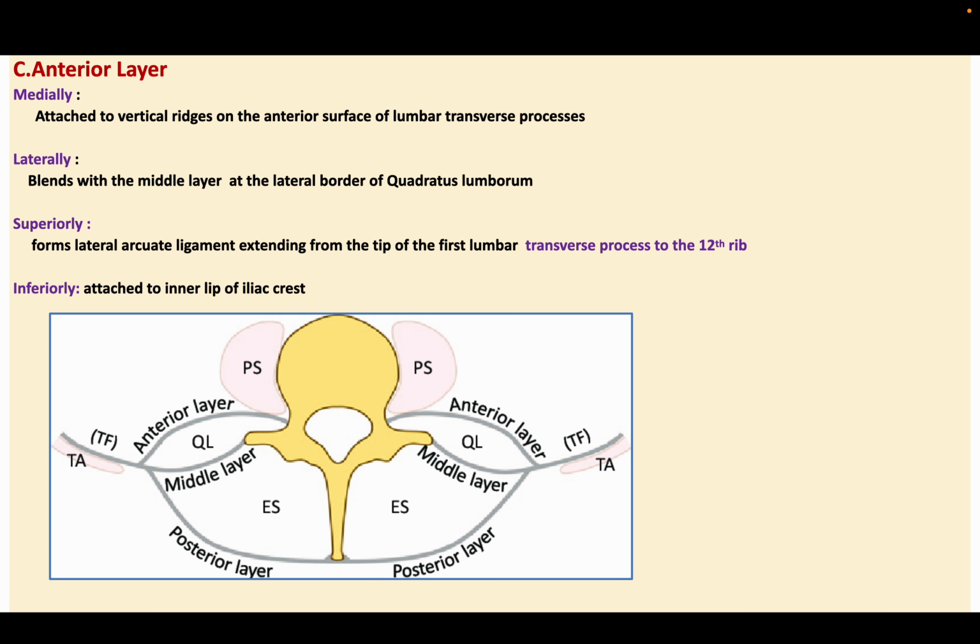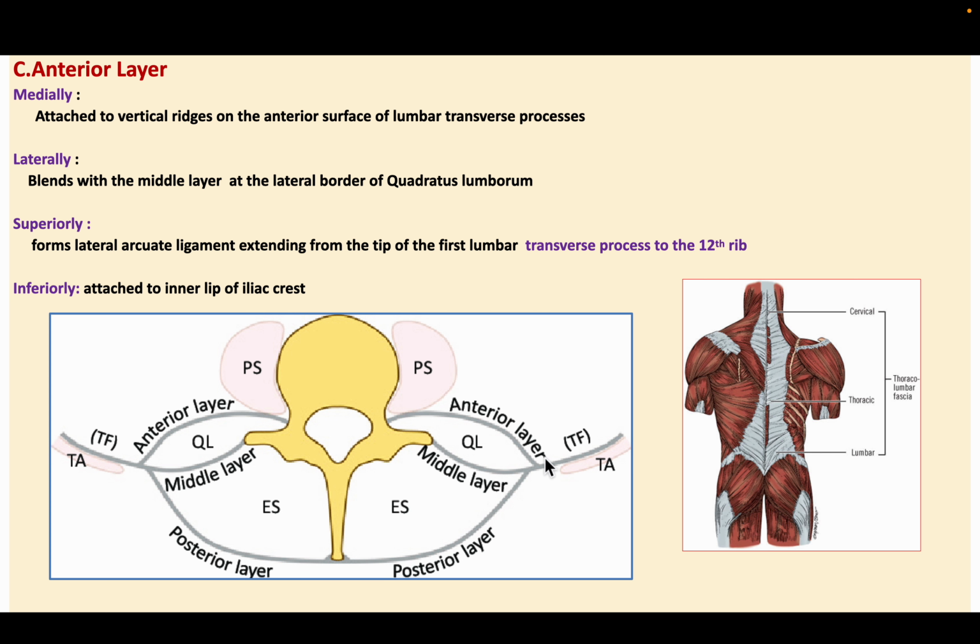Coming to the anterior layer, medially it is attached to the vertical ridge on the anterior surface of the lumbar transverse processes. Laterally it blends with the middle layer at the lateral border of the quadratus lumborum, and superiorly it forms the lateral arcuate ligament extending from the tip of the first lumbar transverse process to the 12th rib. So this is the region where the anterior and middle layers are confined, in the lumbar region, and inferiorly it is attached to the inner lip of the iliac crest. So this is the attachment of the three layers of the thoracolumbar fascia.